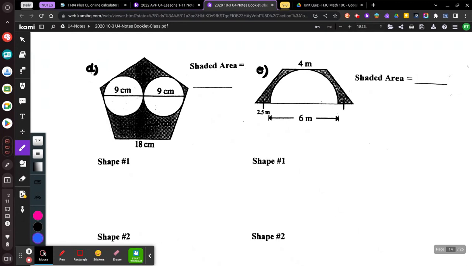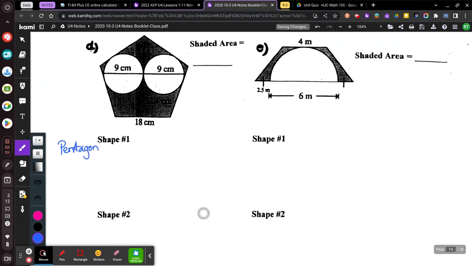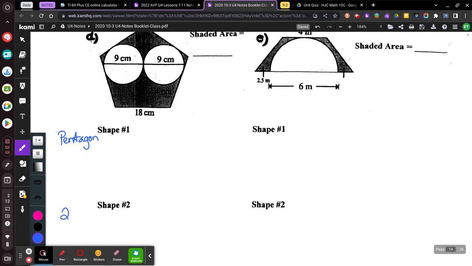Let's take a look at the guy on the left. So this is called a pentagon. So first of all, shape 1 is a pentagon. It's 5 sides. And then shape 2, we have 2 circles.